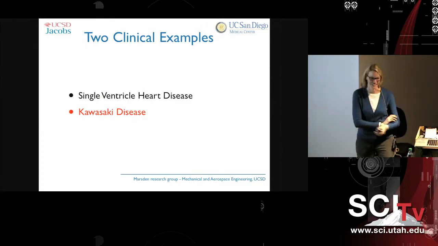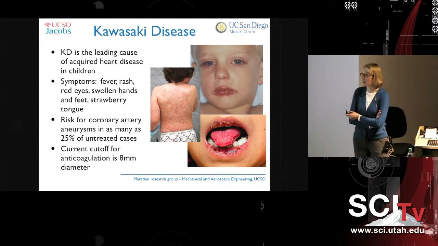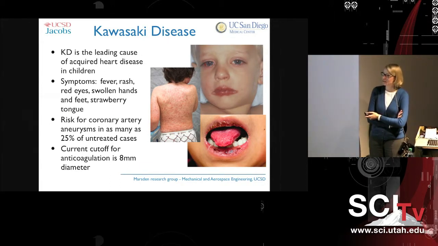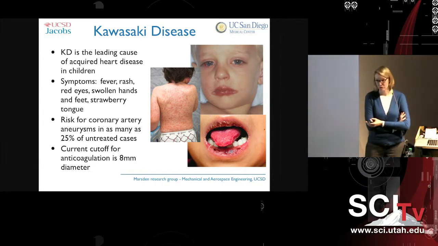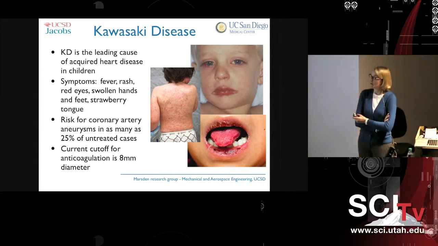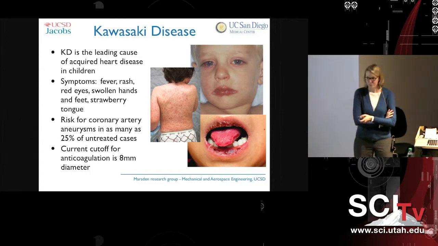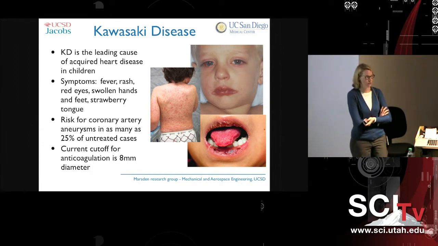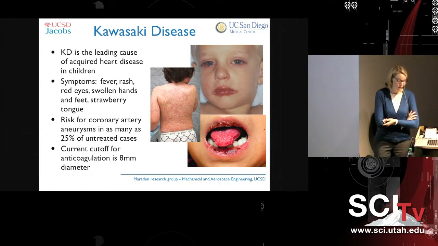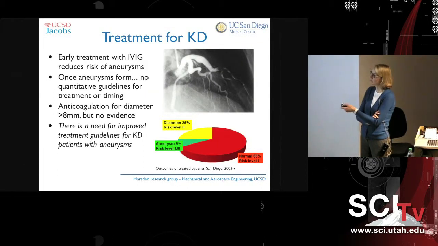Clinical data. So I'm almost out of time, so I'm just going to really quickly go through the Kawasaki example. This is another disease we've been working on in collaboration with medical school folks at UCSD. Kawasaki disease is actually the leading cause of acquired heart disease in children. These are some of the symptoms. The reason we're looking at this disease is that there's a risk of coronary artery aneurysms in these patients. And this is an image of a patient with aneurysms in their left coronary.